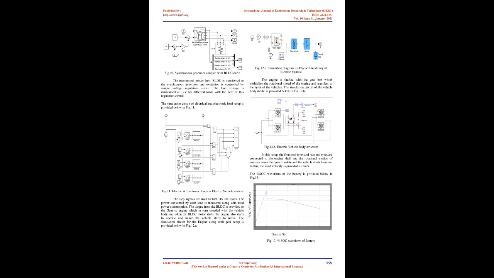V. Simulation results. The simulation parameters are provided in the following Table 2. Table 2, simulation parameters. Parameters. Values. The simulation circuit for the BLDC drive-based electric vehicle model coupled with a synchronous generator is shown in Fig. 7. This supplies the power required for electric and electronic loads such as lighting, music system, heater, or cooling system, etc., used in the vehicles. Fig. 7, simulation circuit of electric vehicle system.